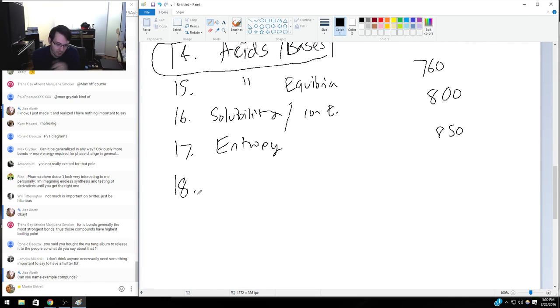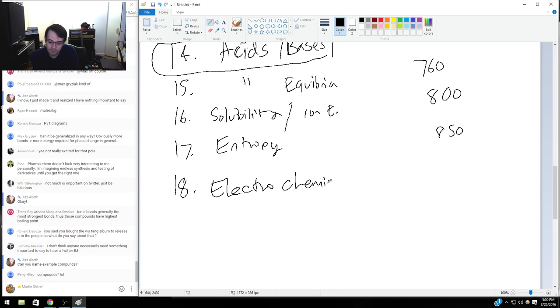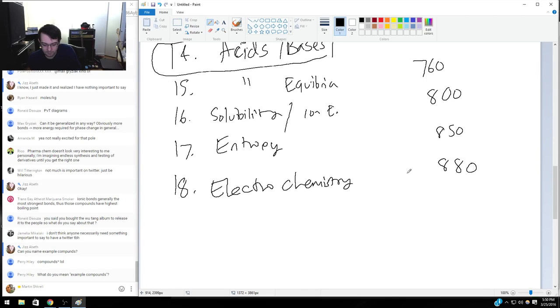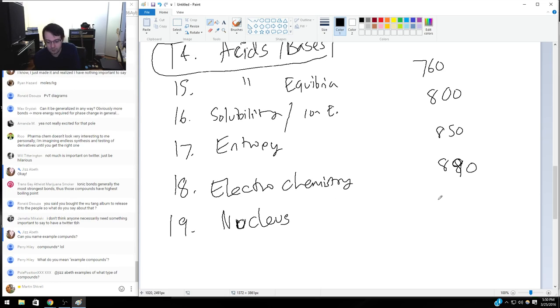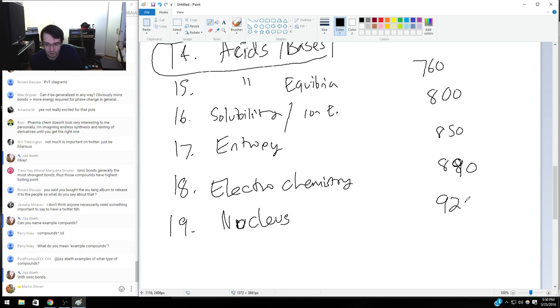Electrochemistry, this will be relatively important. We get to page 880 or so, maybe 890. And then here's the final kind of important theoretical chapter, which is the nucleus. And we're going to learn about radioactivity and things like that. And I think it's practical to learn about this stuff.